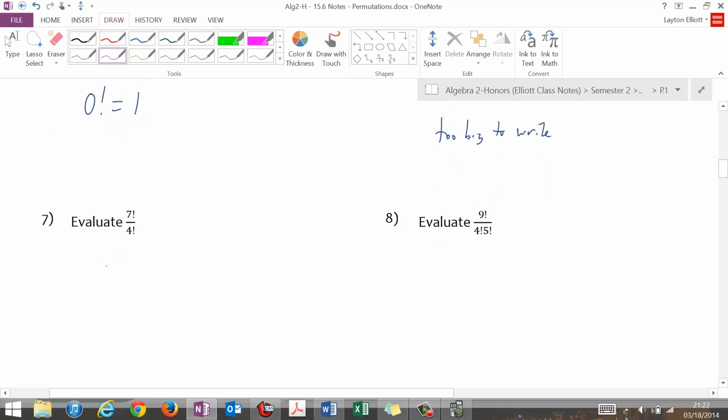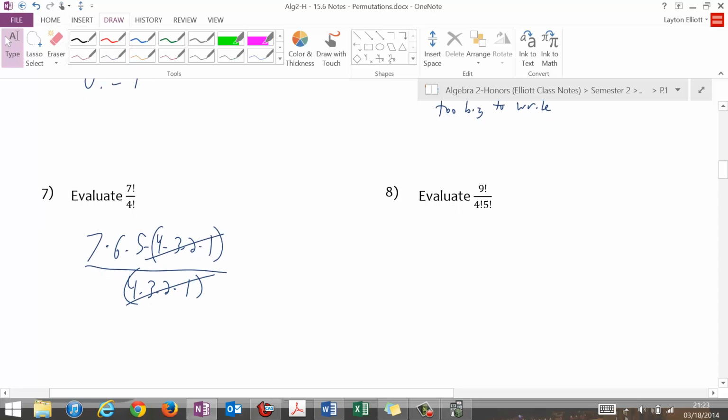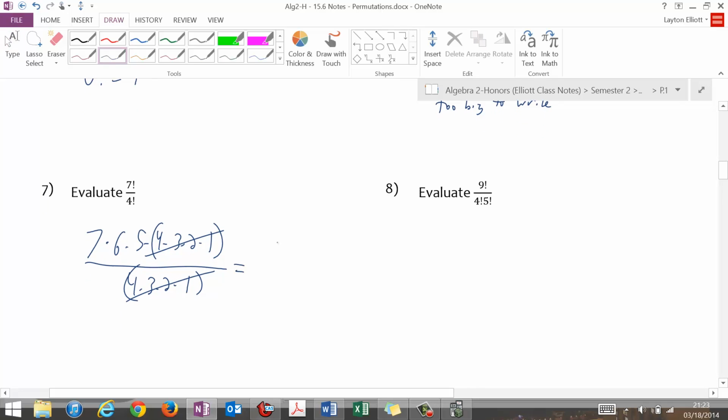Let's try 7 factorial over 4 factorial. We're going to start seeing some of these happen. So this is kind of neat. 7 times 6 times 5 times 4 times 3 times 2 times 1 over 4 times 3 times 2 times 1. And watch how these both just drop out. And so really it's 7 times 6 times 5, or 42 times 5, or 210.